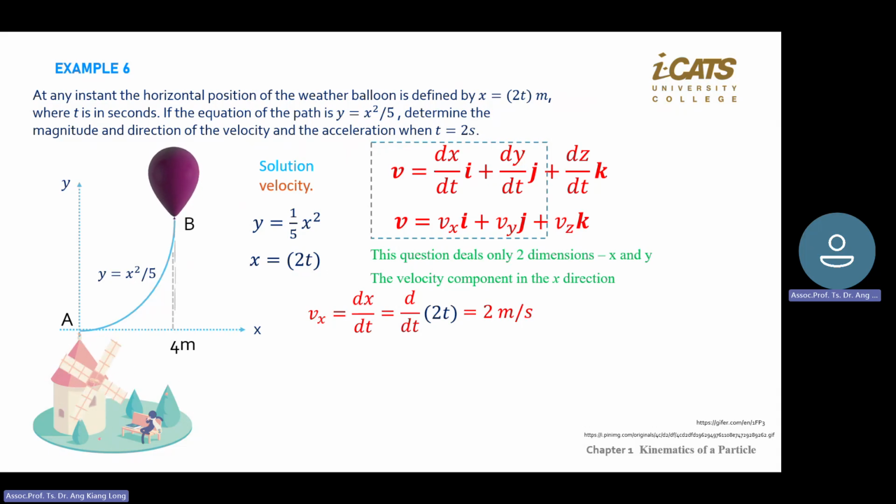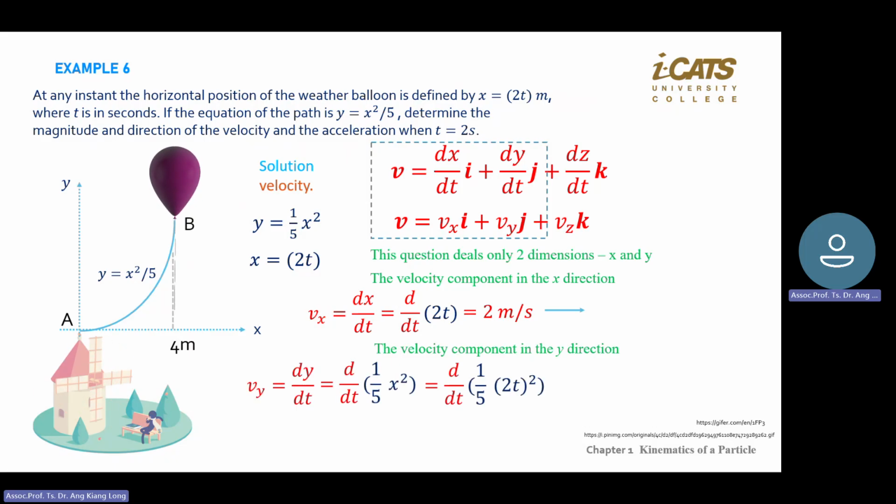Do the same for y. So y, what do you get if you do the same? Vy equal to dy/dt equal to what? 2x divided by 5, right? So this is a vector form. So the x position is to the right. After the value or the magnitude, they always have a direction. In this case, I just draw an arrow to the right. So dy also the same. The answer is 8/5 t.